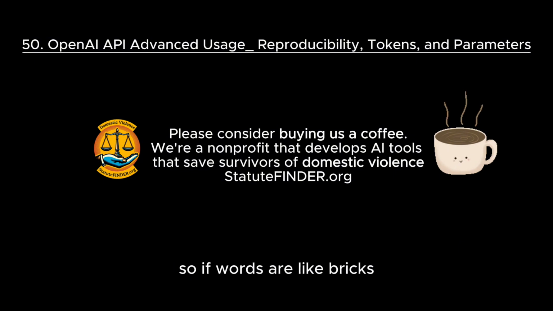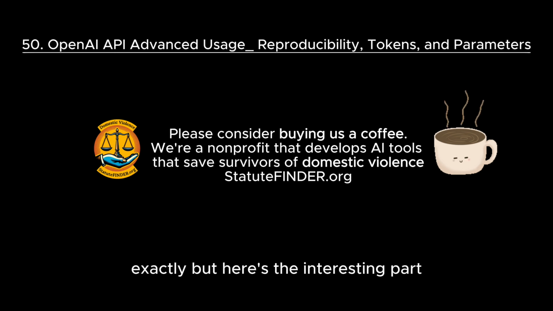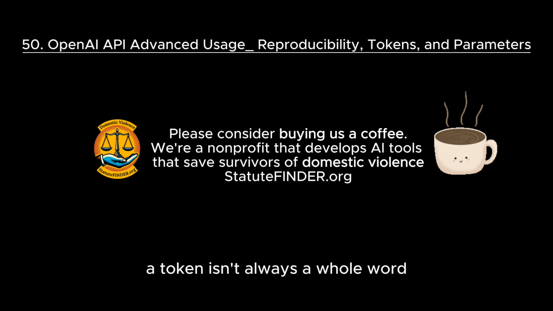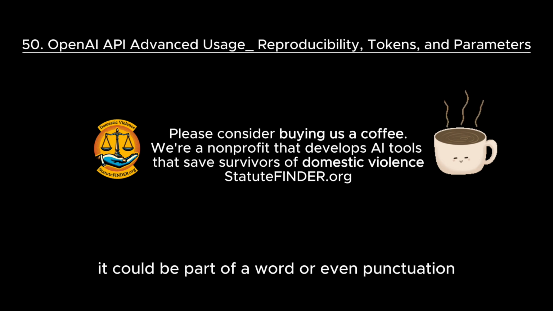So if words are like bricks, then a sentence is like a Lego creation. Exactly. But here's the interesting part. A token isn't always a whole word. It could be part of a word or even punctuation.